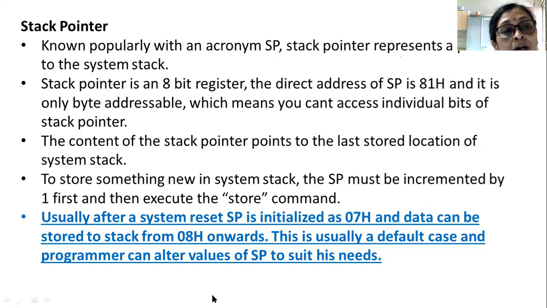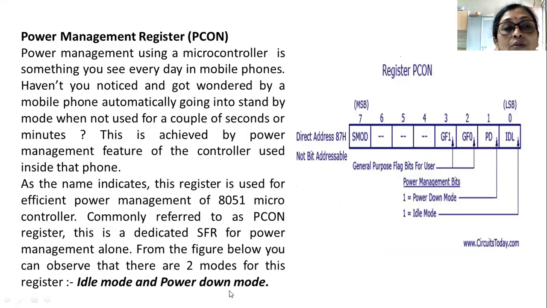Okay, so now we will move to the next resistor. What is our next resistor? Here you can observe that our next resistor is the PCON register. What is the long form of PCON? P means power and CON means control. So the PCON register is used for power management.